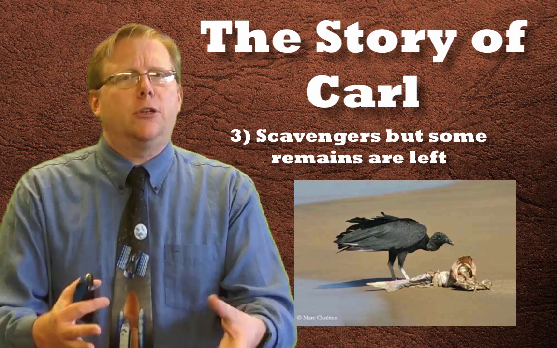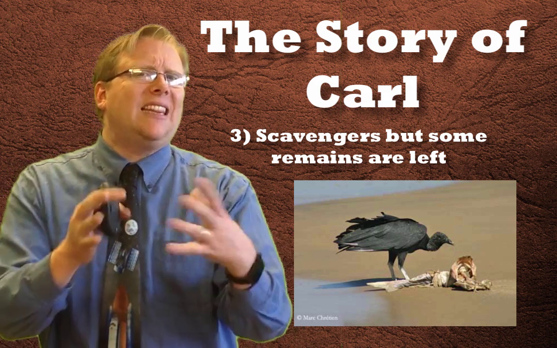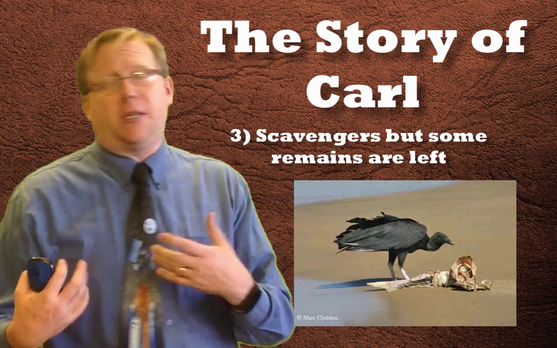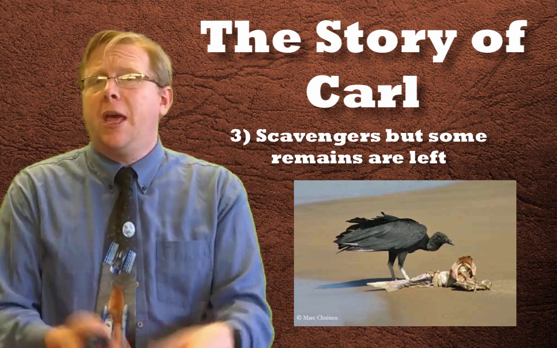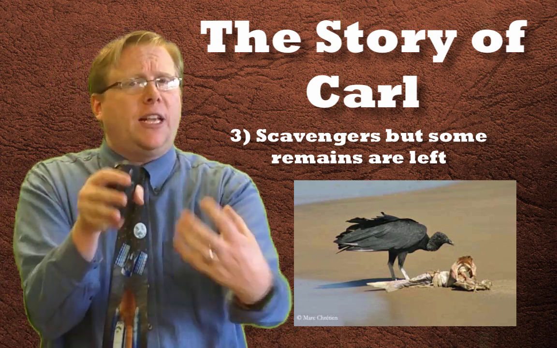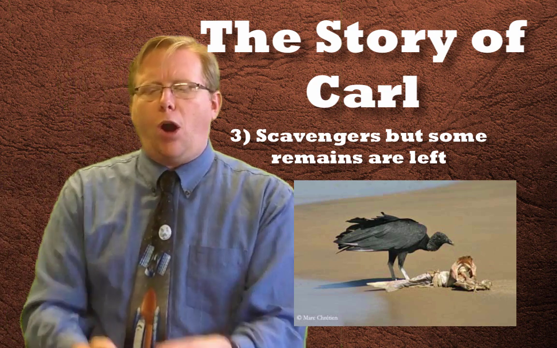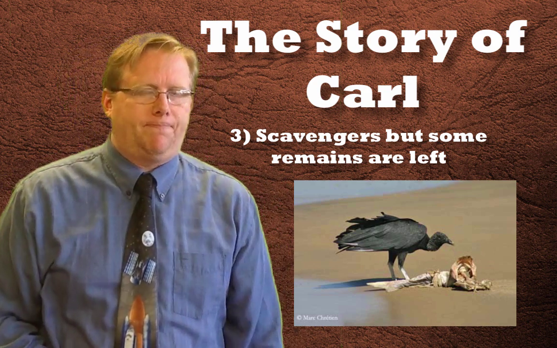So scavengers don't eat the whole thing, they leave some remains of Carl. So it might be bone, it might be some skin, it might be a tooth, it might be all the things that we could look at as a fossil. So some remains of Carl are sitting at the bottom of the ocean.